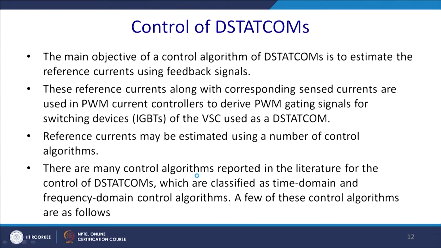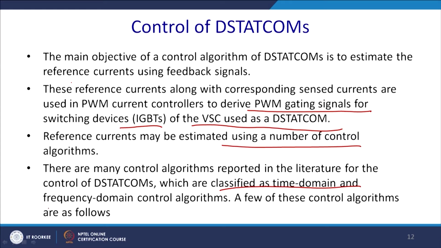The main objective of the control algorithm of the DSTATCOM is to estimate the reference signal using a feedback signal. This reference current along with the corresponding sensed current are used in PWM current control to derive the PWM generating signals for the switching devices, IGBTs, of the VSC used in the DSTATCOM. The reference current may be estimated by using a number of control algorithms. There are many control algorithms reported in the literature for the DSTATCOM, which are classified as time domain and frequency domain control. So, we shall see what kind of reference generation techniques are available.